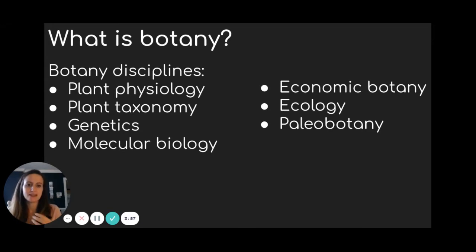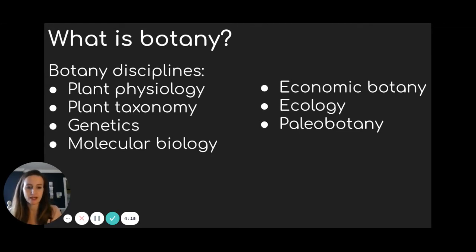Economic botany, anytime you talk about economics, you're talking about money. These are people that focus more on botany from the standpoint of how are people using this to fuel our economy and how does it do that? Ecology is more involved with the surrounding environment.